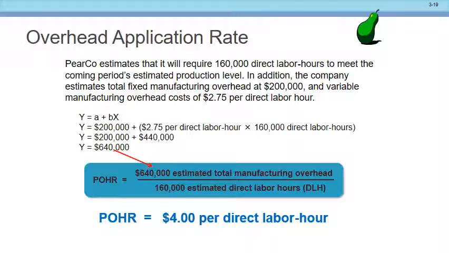Okay, and now as we work on our jobs, we apply our overhead cost to our jobs based on this predetermined manufacturing overhead rate. So Steve, how do you come up with the predetermined manufacturing overhead rate?